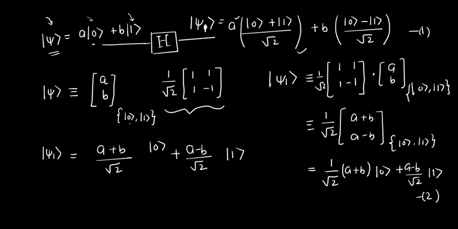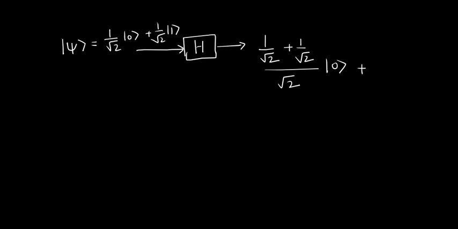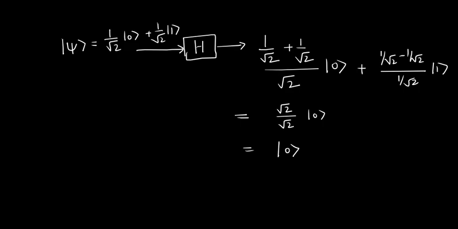Have I made any mistake? Let me check. A plus B by root 2, A minus B by root 2. Yes, this is right. And here, 1 by root 2 minus 1 by root 2, by root 2, we get 1. And if you solve it, you can easily see it will go away, and the answer is ket 0.